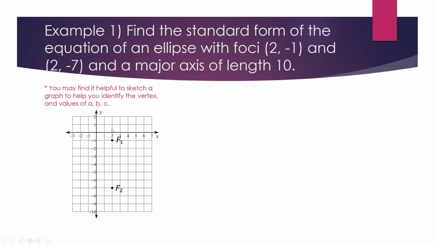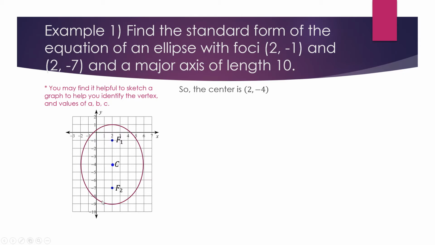Your vertex has to be exactly in the middle of those, or sorry, not your vertex, your center has to be in the middle of those. And I apologize, that's a little typo there. That should be saying you find the center and the values of A, B, and C. So the point that's in the middle of 2, -1 and 2, -7 would be 2, -4. So there's our center C. It tells us that our major axis has a length of 10. So we know all the way across in this direction is a length of 10.